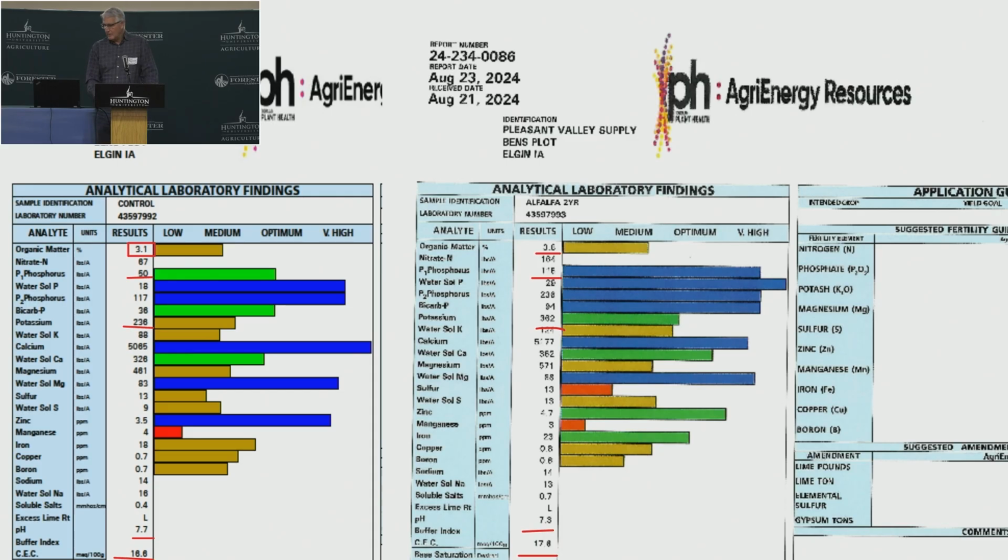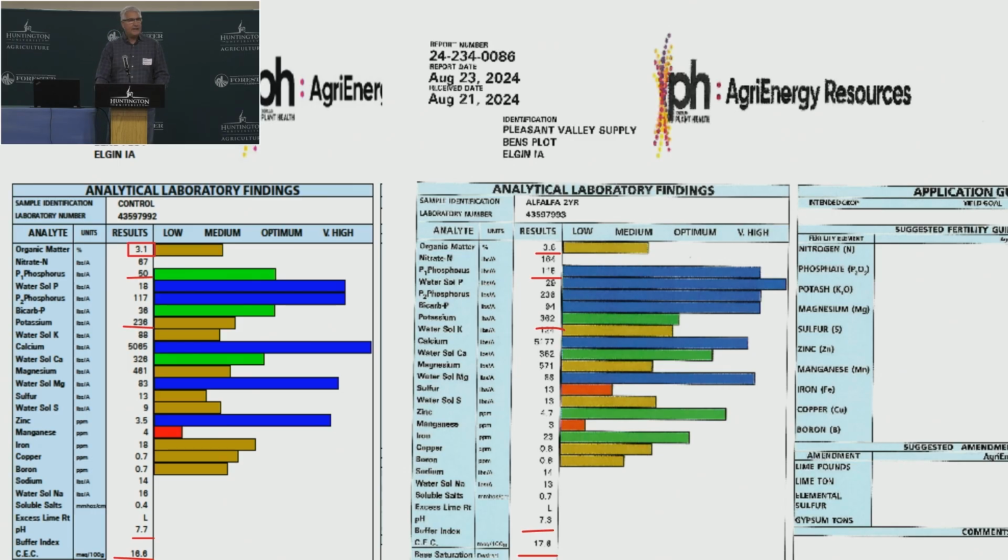So the organic matter went from 3.1 to 3.6, where that sod had time to break down and decompose. Phosphorus went from 50 to, looks like 116. Potassium went from 238 to 382. pH leveled out some too. The CEC went from 16.6 to 17.6.